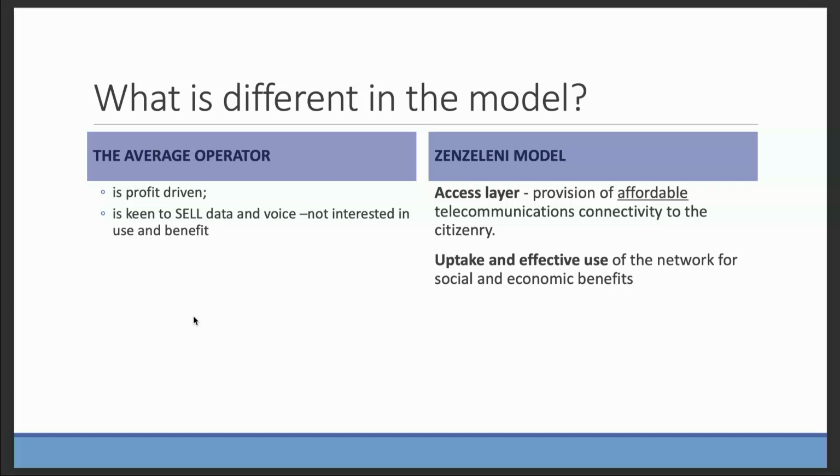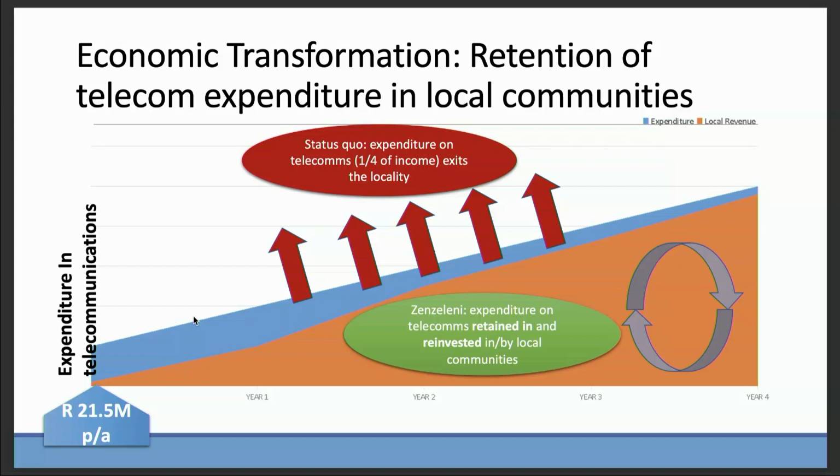So what's different in this model? Well, the average operator is profit-driven and keen to sell data and voice. In our model, the access layer is concerned with affordability, and the model is concerned with uptake and use. So in our work, we do not just deploy the network, but find partners with whom we are catalyzing the digital ecosystem.